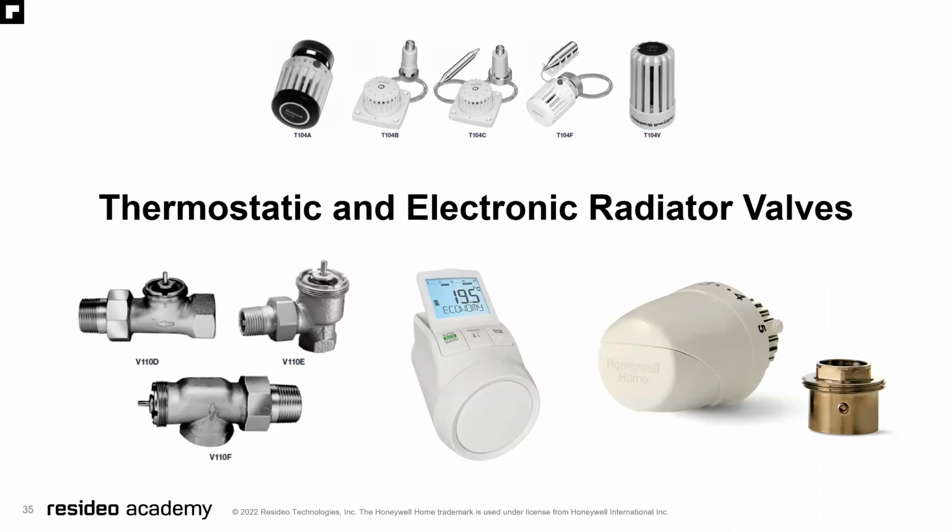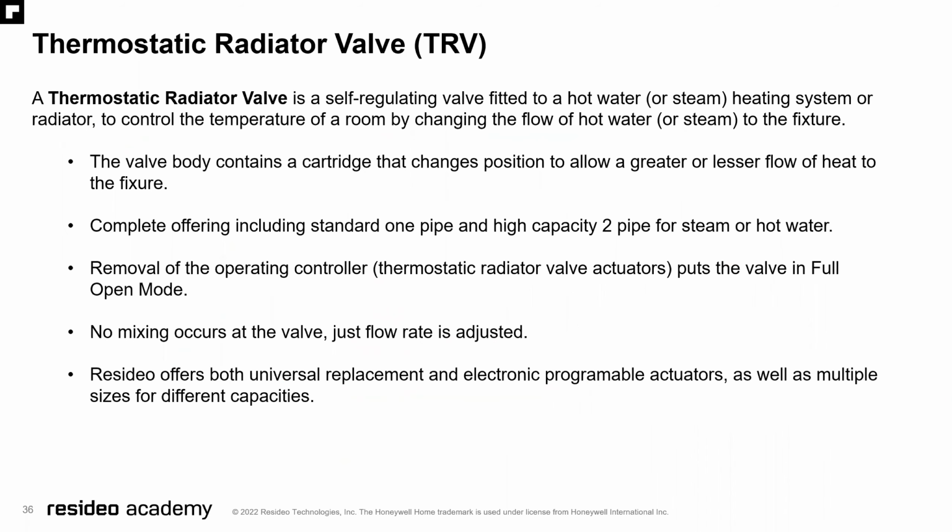Thermostatic and electronic radiator valves. A thermostatic radiator valve, or TRV, is a self-regulating valve that's fitted to a hot water or steam heating system or radiator to control the temperature of the room by changing the flow of hot water or steam to the fixture. The valve contains a cartridge that changes position to allow greater or lesser flow of heat to the fixture.